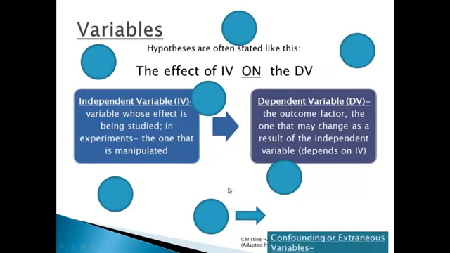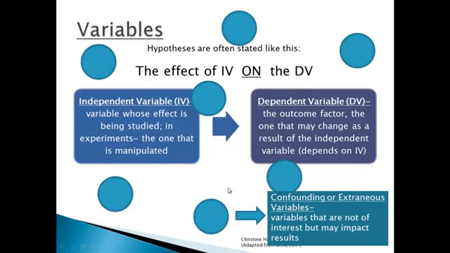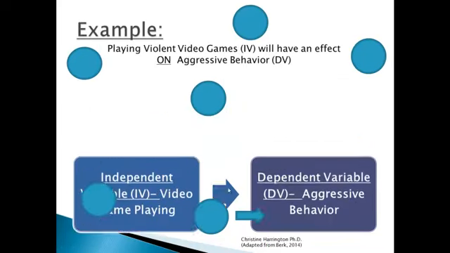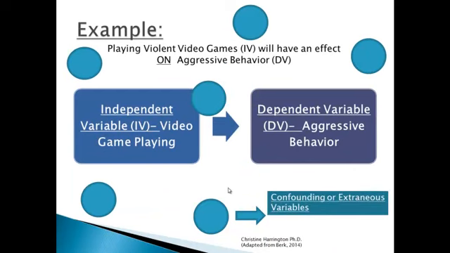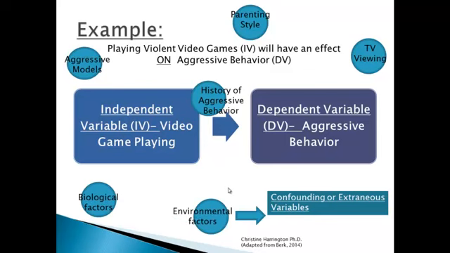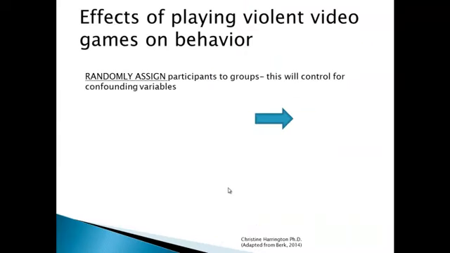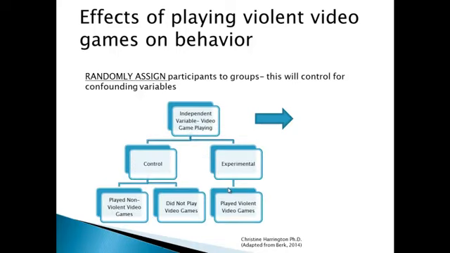All of these bubbles here represent the confounding or extraneous variables. So in this example, you can see some examples of confounding variables would be things such as parenting style, television viewing, history of aggressive behavior, other biological or environmental factors. So the idea here is that we need to randomly assign them into our groups, and that controls or equalizes the chance of those confounding variables being in all of our groups.